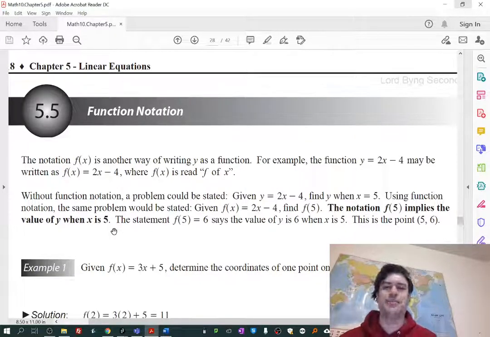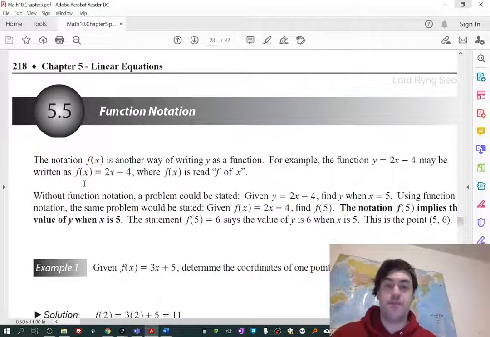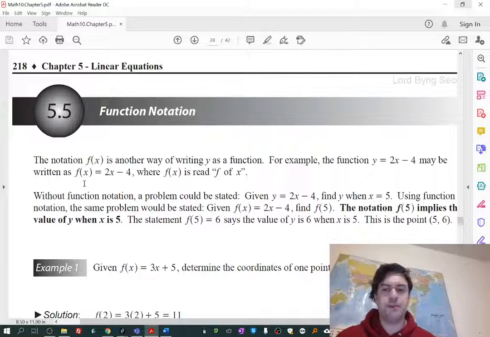Hello Math 10. We are going to be looking at function notation. This is section 5.5 in the workbook. Looks like it starts on page 218. So we're just going to go over sort of what this is all about. It's called function notation because it's all about functions.